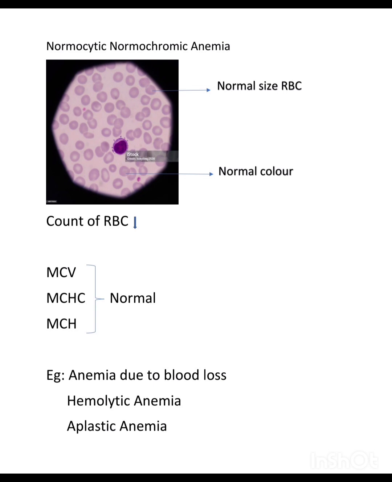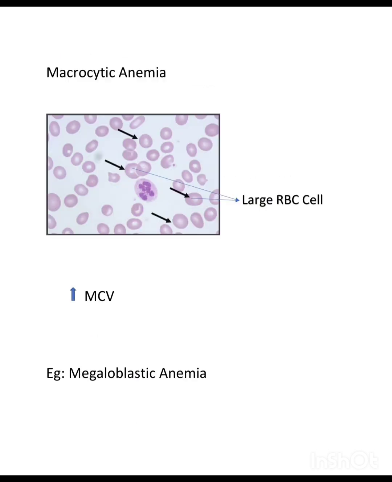Now let's discuss macrocytic anemia. In macrocytic anemia, the RBCs are larger than normal in size, usually due to impaired DNA synthesis. Laboratory findings typically show an increased MCV. A common example of macrocytic anemia is megaloblastic anemia, which is commonly caused by vitamin B12 deficiency or folate deficiency. This is a complete overview of the morphological classification of anemia.